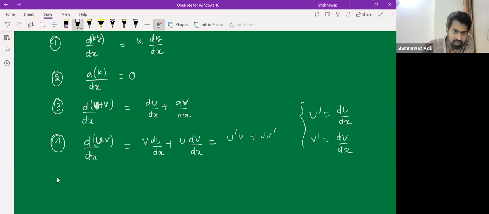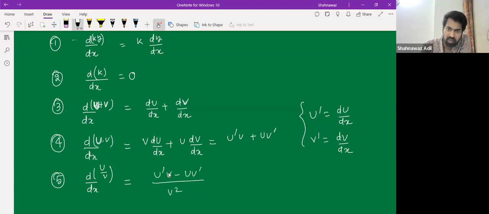Okay. And the fifth property we learned was d by dx of a dividend function, so u by v, right? So this would be u dash v minus u v dash divided by v square, where u dash is du by dx and v dash is dv by dx. These are the 5 properties that we learned in the previous class, right? Yes, sir.